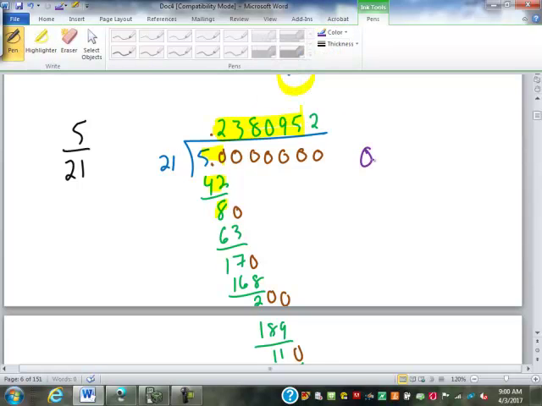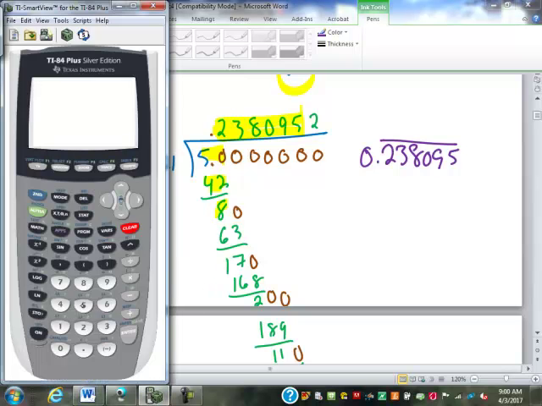So this is going to be 0.238095 repeating. So some of them you just got to be patient with. Even if you're doing these on the calculator, like 5 divided by 21, it might be hard to recognize the repeating pattern because it's such a long pattern.